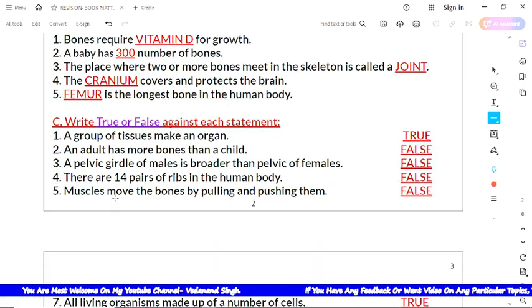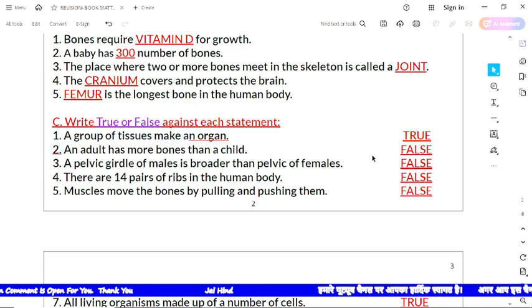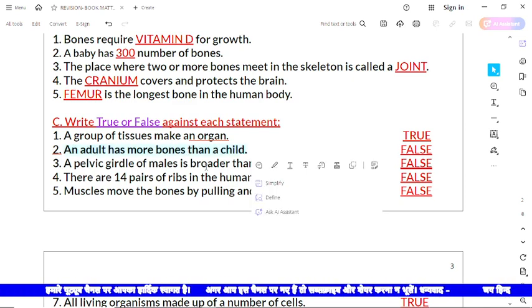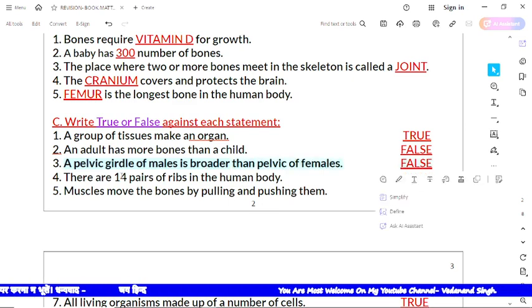Now the next is true or false. A group of tissues makes an organ. That is true. The next question: an adult has more bones than a child. False. The next question: the pelvic girdle of males is broader than the pelvic girdle of females. That is false.